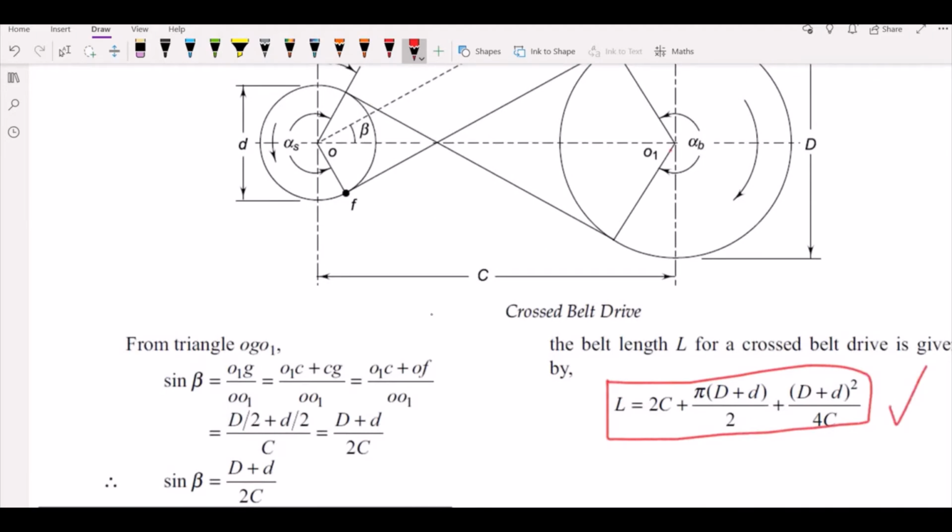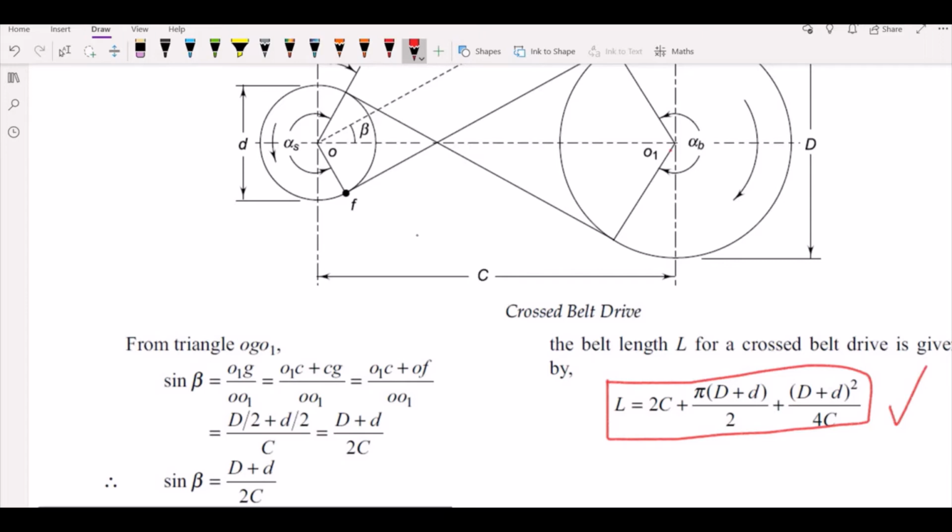So to calculate the length of the belt for your open or cross belt, this sketch is very important. If you are clear with the sketch of your drawing, then it is fine, easily you can do the derivation part in the exam. If you are not clear with the sketch, if you are not practicing the sketch, then it is very difficult to draw it in the exam.